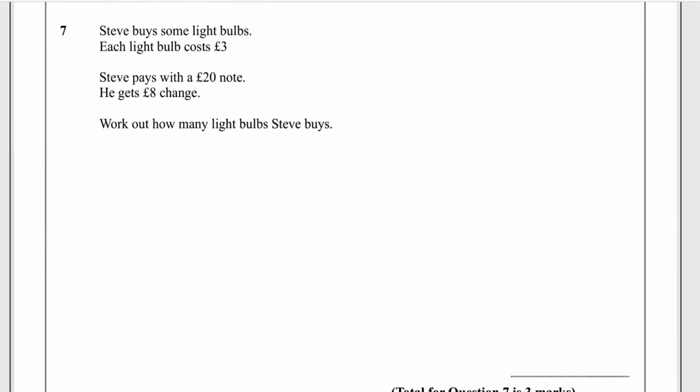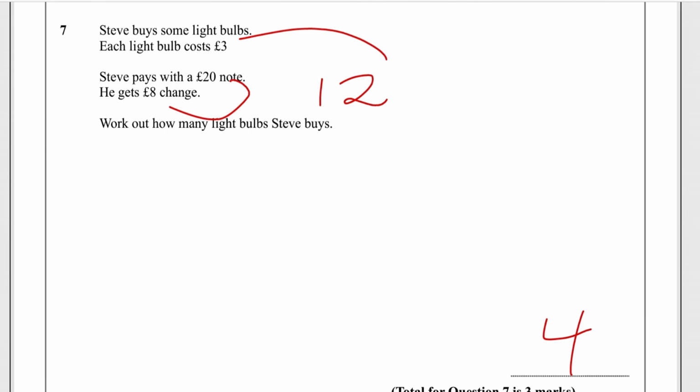We go to 7. Steve buys some light bulbs. Each light bulb costs £3. Steve pays with a £20 note. He gets £8 change. How many light bulbs does Steve buy? So what do you do? You take away the change. Always take away the change. So 20 minus 8 will give you 12. That means what he spent was 12, since he's still getting £8. So 3 times what is 12? How many 3's can you get in 12? Simply put, 4. Okay, so the answer is 4.